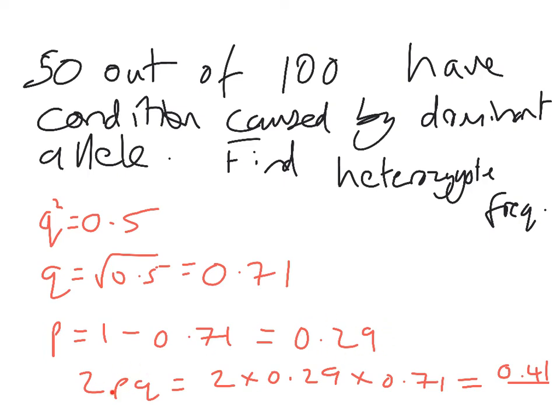And now we can find the frequency of our heterozygotes. 2 times p times q to give a frequency of 0.41. So please remember that framework. You usually have to find the frequency of homozygous recessives first, and it usually won't tell you the number in the question, it's what's left over. So find q squared, then square root it, now you can find p, and now you can find your frequency of heterozygotes.